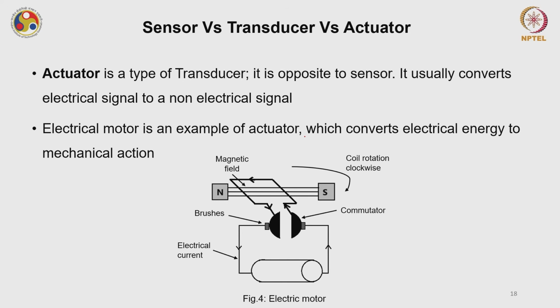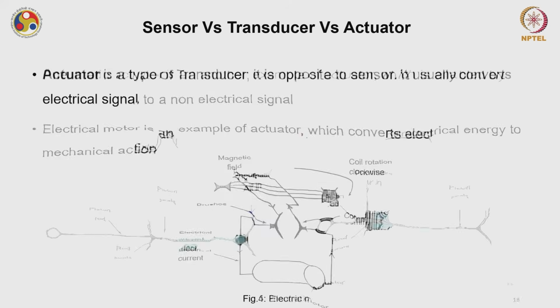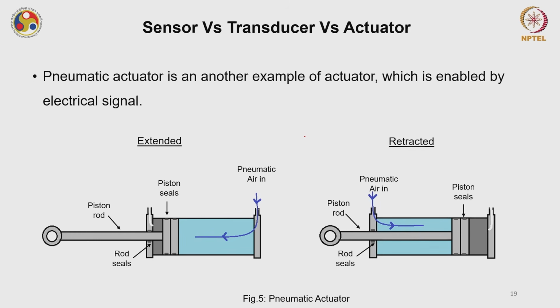So I hope that the difference between a sensor, transducer and actuator is clear to you. There are other examples also to understand this. Consider this pneumatic actuator. This is a perfect example of an actuator; these pneumatic actuators are enabled by an electrical signal. So you provide an electrical signal and the piston moves back and forth in the chamber. So this is again another example of an actuator.